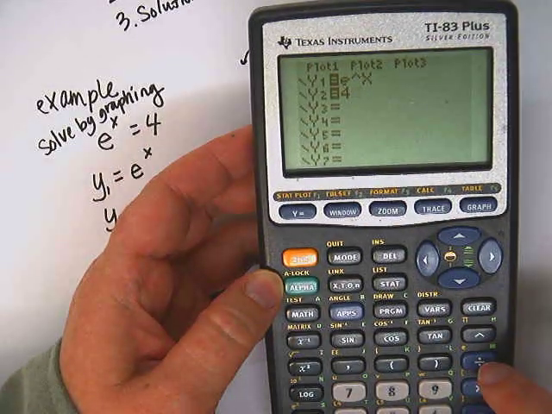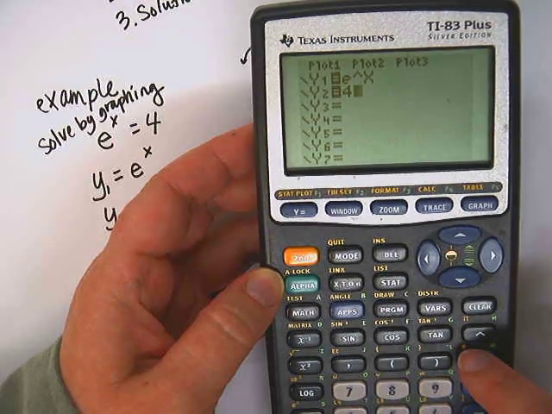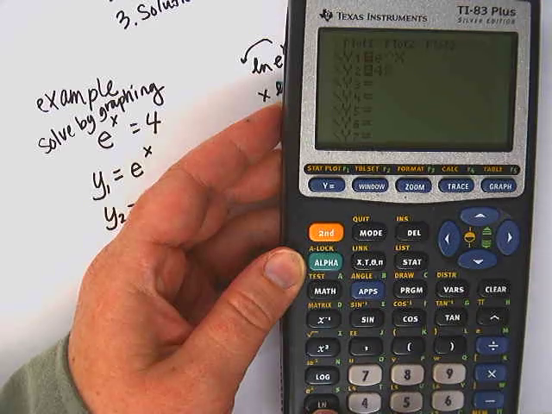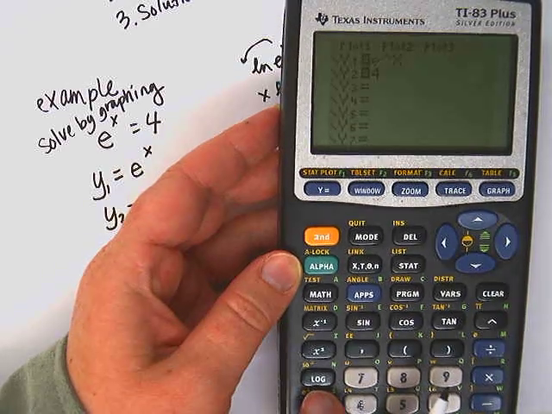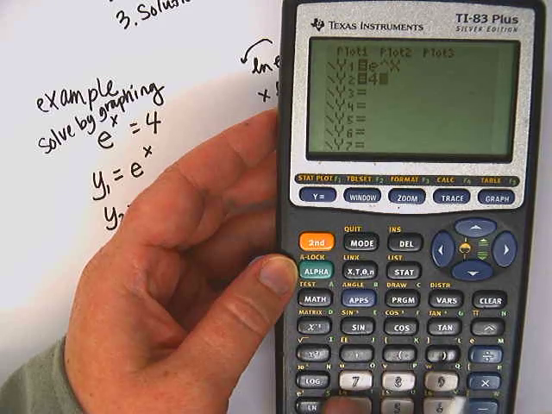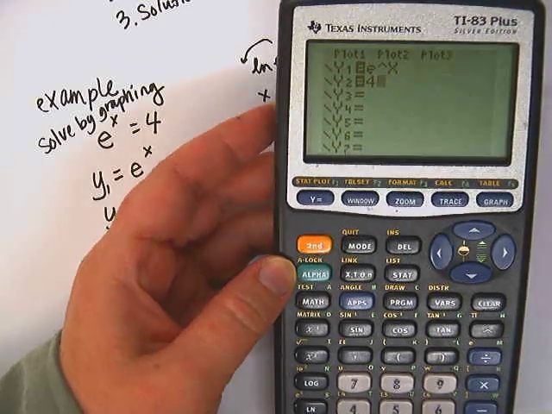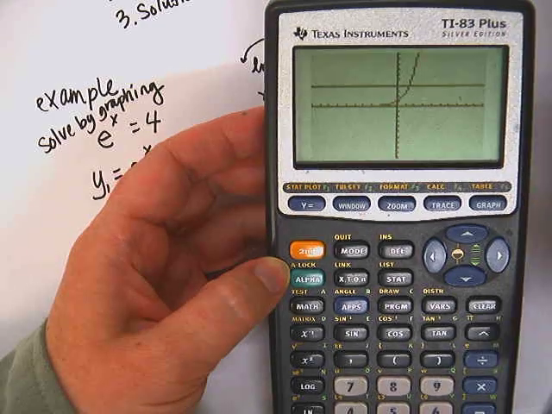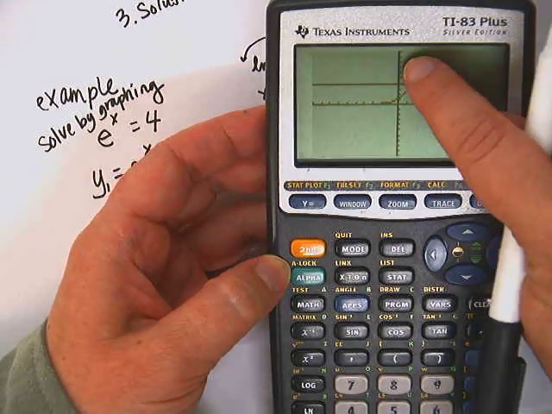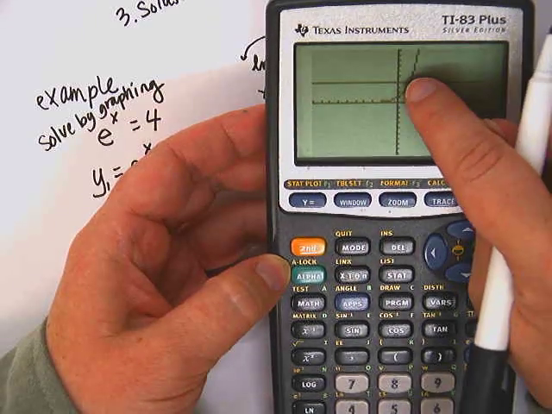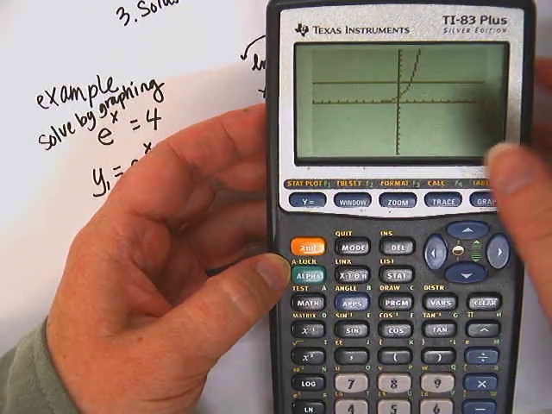The way that I typed e to the x in is I used the second button with the divide symbol to get e, and then I had to use the caret. You can also use natural log, which already has the e to the x, and then just type in the x, and you don't have to use the caret. Either way works. So now I graph both of those. There's our exponential function, e to the x, and here's our constant function, y equals 4.